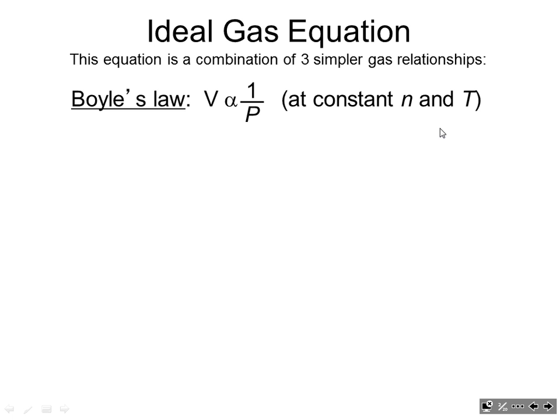Boyle's law. At a constant n and T. Okay? At a constant n and T. And n is the number of moles. T is the temperature. So if the number of moles and the temperature are constant, then the volume of a gas is inversely proportional to the pressure.